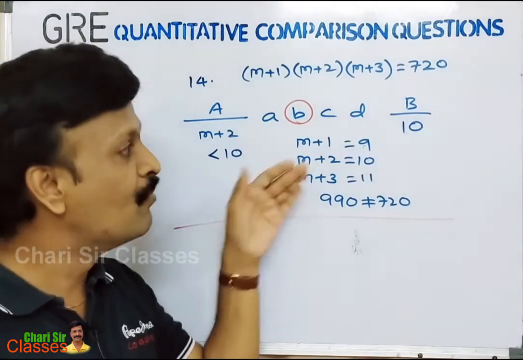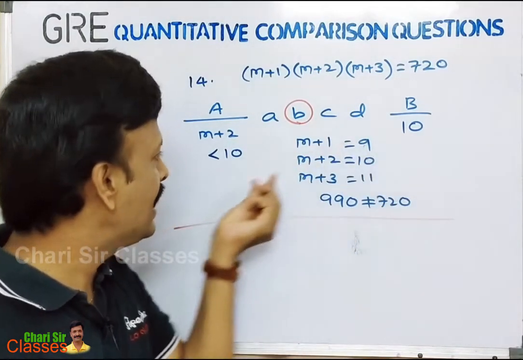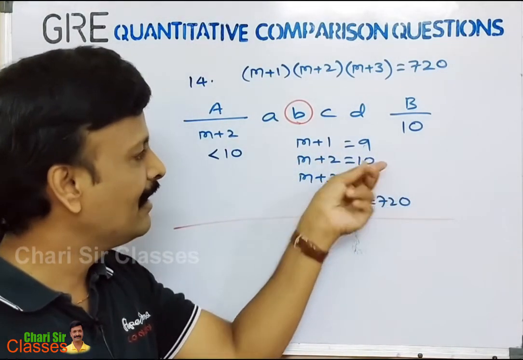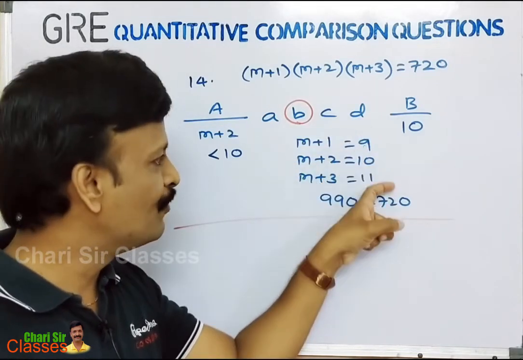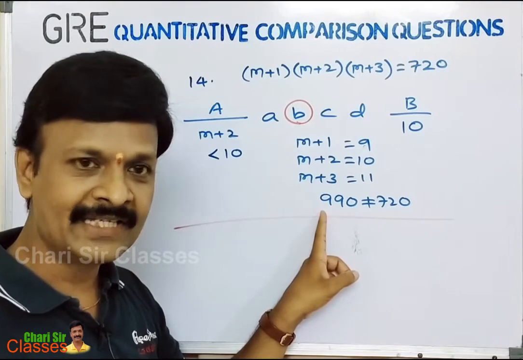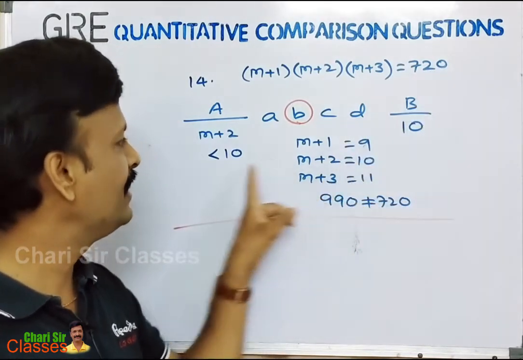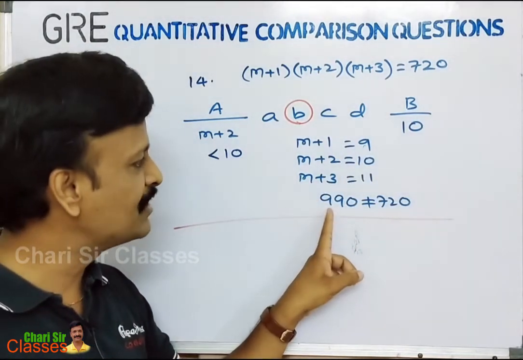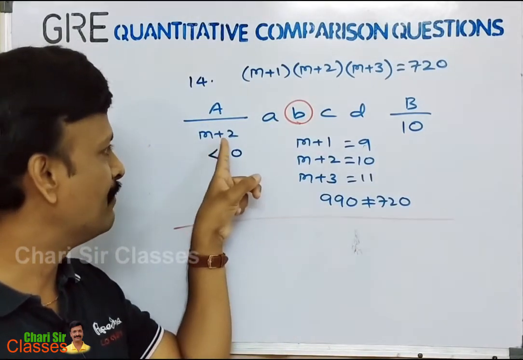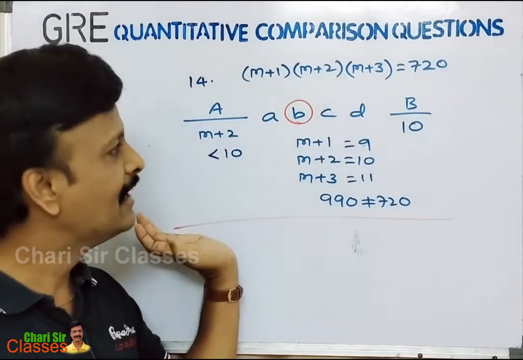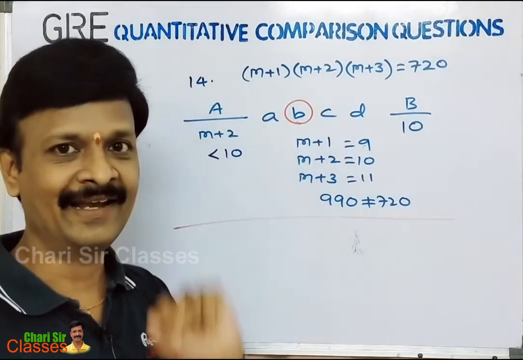But more easily than that, take m plus 2 value as 10, automatically m plus 1 value becomes 9, m plus 3 value becomes 11. When you multiply the three, you can check the product. If this product is equal to the given one, then you can take 10. But this product is more than 720, therefore m plus 2 value must be less than 10. That is the reason B is greater.